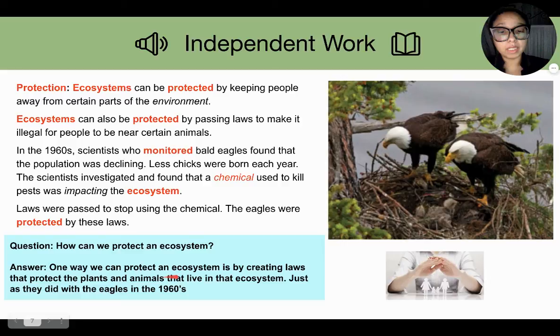One way we can protect an ecosystem is by creating laws that protect the plants and animals that live in that ecosystem, just as they did with the eagles in the 1960s.